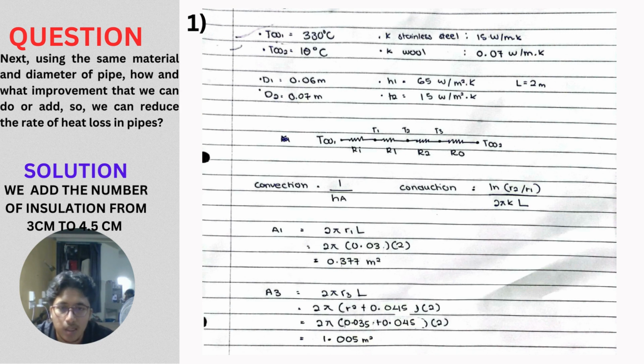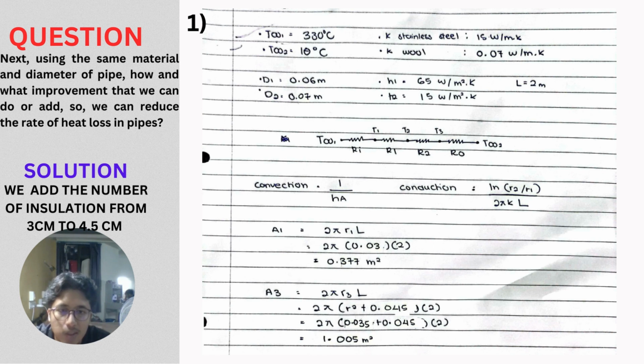In this calculation, we use two formulas: convection, 1 over hA, and conduction, ln(R2/R1) divided by 2 pi kL. Next we calculate area 1 and area 3. For area we use the formula for the area of a cylinder, 2 pi R L. So area 1, 2 pi R1 L, with R1 converted to 0.03 multiplied by 2, the answer is 0.377 meter square. Then A3 is 2 pi R3 L.